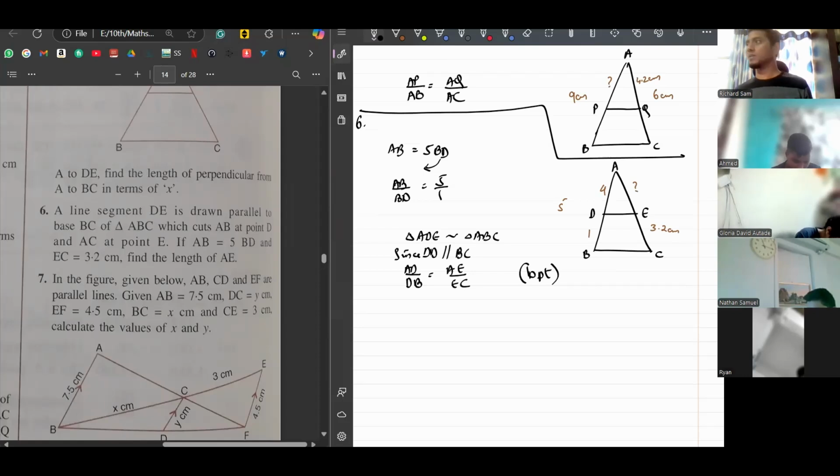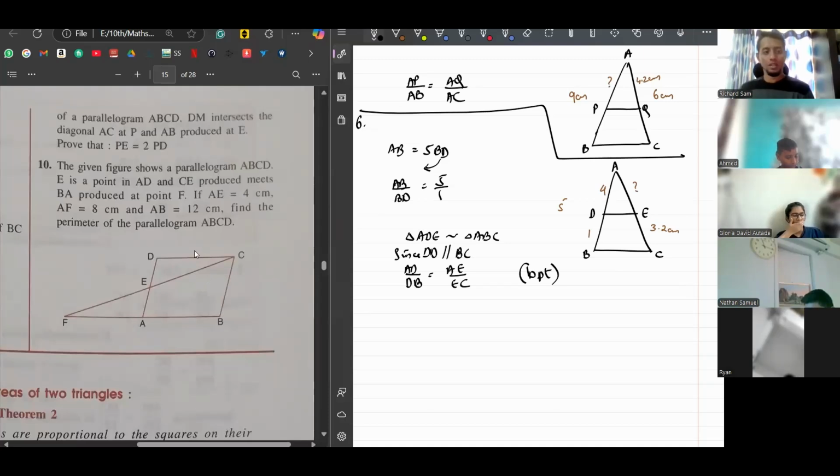What's the answer? 12.8 centimeters. Got it? AD upon DB. You got this ratio? You understood this? How much is it? Tell me. I can't hear you.